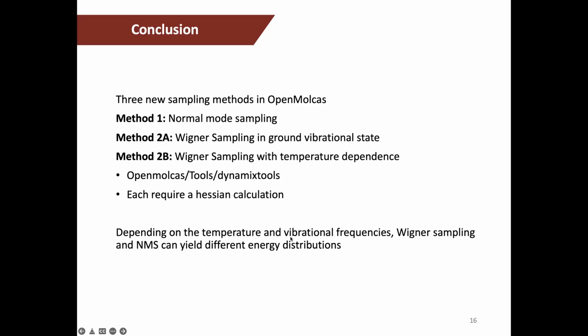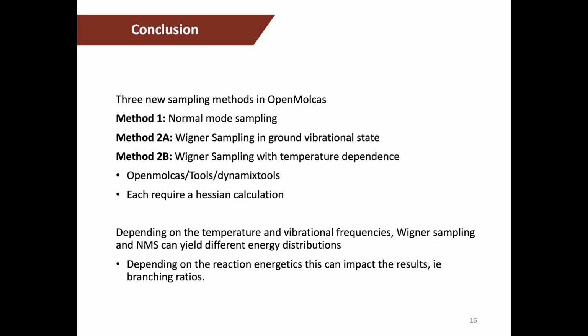And depending on the temperature and vibrational frequencies, as I said, Wigner sampling and normal mode sampling can yield very different results. So you kind of have to be careful with what you're doing. And it can impact things like branching ratios, et cetera. So you could get results that don't necessarily correlate to what's actually happening experimentally.